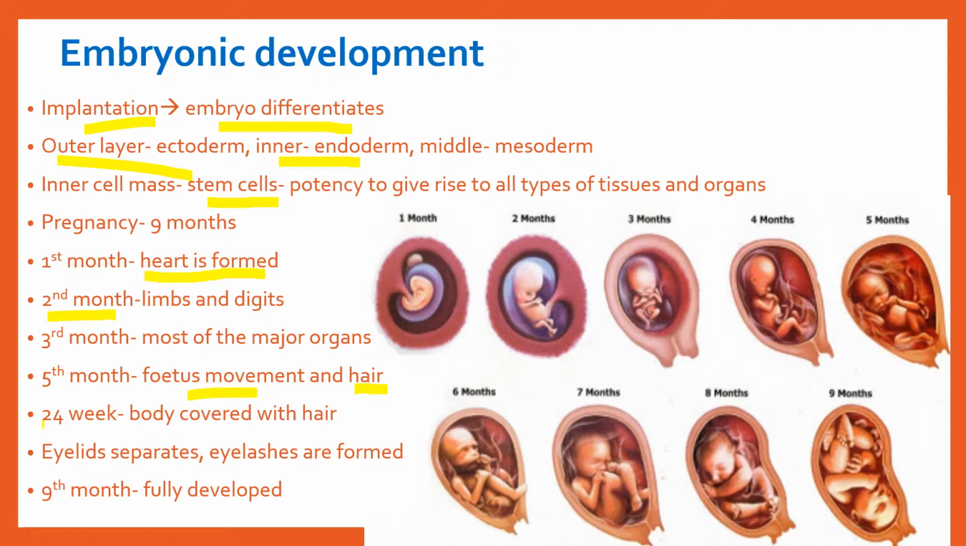And about the 24th week, that is the second trimester. Three months means first trimester, 24th week means second trimester. The body is covered with fine hair. The eyelid separates. The eyelashes are formed. And by the end of the 9th month, the fetus is fully developed and ready for delivery. You can see here the development of the fetus in the first month, second, third, fourth, fifth, sixth, seventh, 8th, and finally 9th.